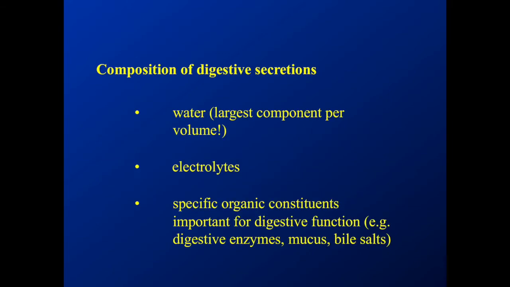The general composition of digestive secretions are shown here. Water is the largest component by volume. And then you have electrolytes, salt, sodium, potassium, bicarbonate, and chloride. And then there are specific organic constituents that are important for digestive functions, like digestive enzymes and mucus and the bile salts that are contained within the secretions that allow it to perform its functions.